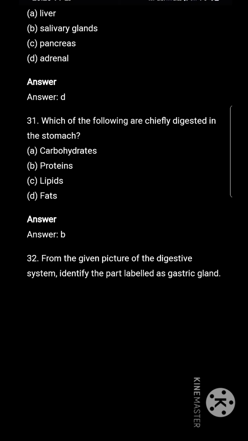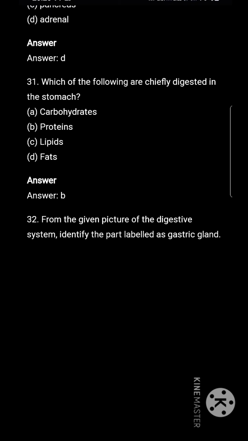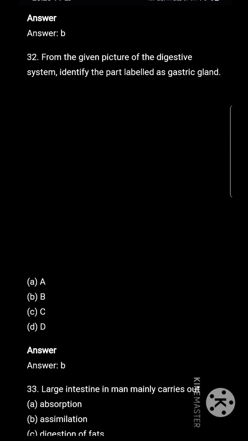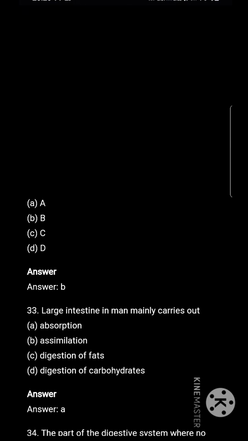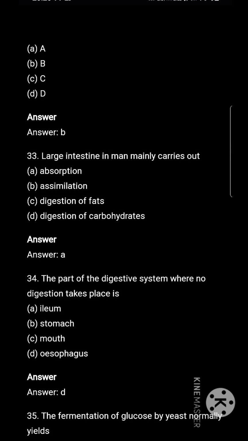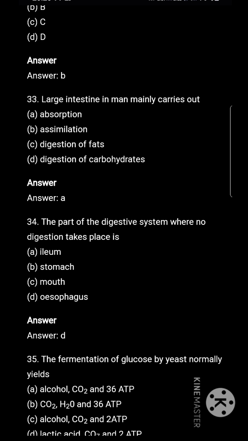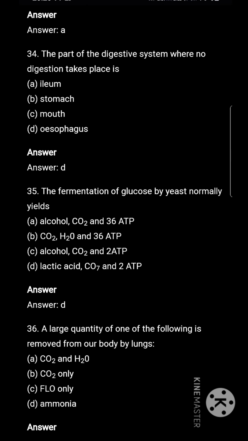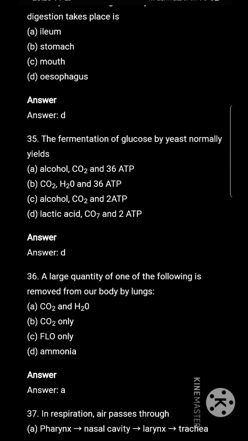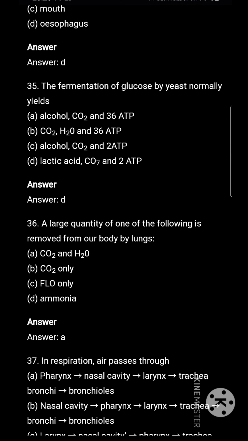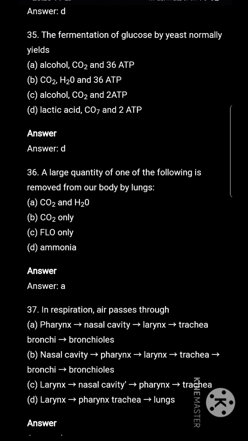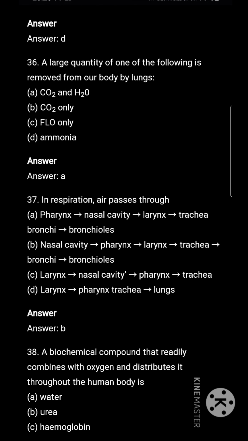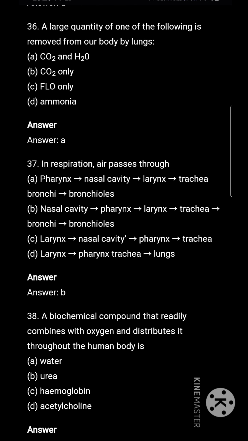Which of the following are chiefly digested in the stomach? It is the proteins. From the given picture of the digestive system, identify the part labeled as gastric gland. It is B. The large intestine in man mainly carries out absorption. The part of the digestive system where no digestion takes place is the esophagus. The fermentation of glucose by yeast normally yields lactic acid, carbon dioxide and 2 molecules of ATP. A large quantity of one of the following is removed from our body by lungs. It is carbon dioxide and water.